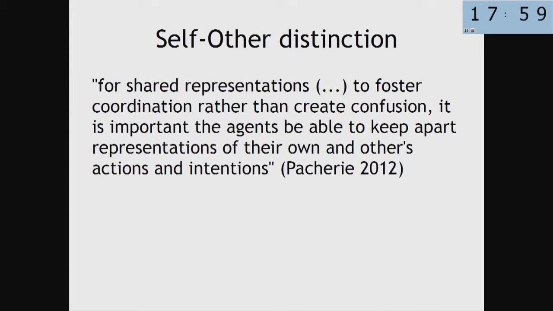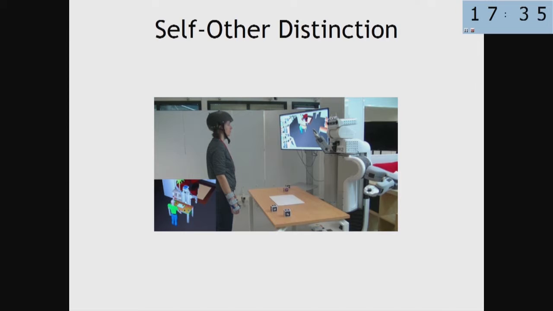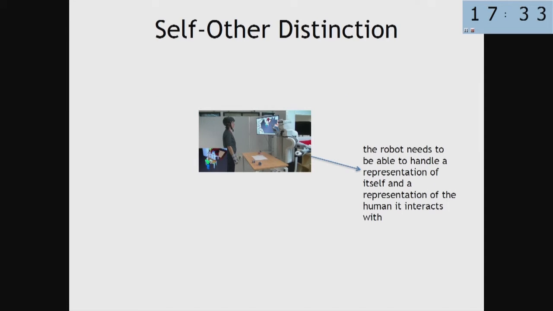So the first process is self-other distinction. If we quote Elisabeth Pacherie, she said that for shared representations to foster coordination rather than create confusion, it is important that the agents be able to keep apart representations of their own and others' action and intention. So if we come back to our example, it means that the robot needs to be able to handle a representation of itself and a representation of the human it interacts with. I will come back to that later.